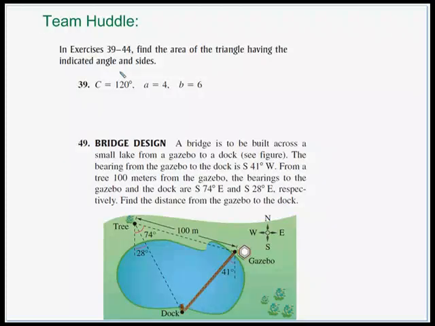For the hurdle, in the first one, nice easy one, find the area of the triangle. We have side A and side B, and we know the measure of angle C in degrees. So we can use the formula, set that up, find the area, quite simple.